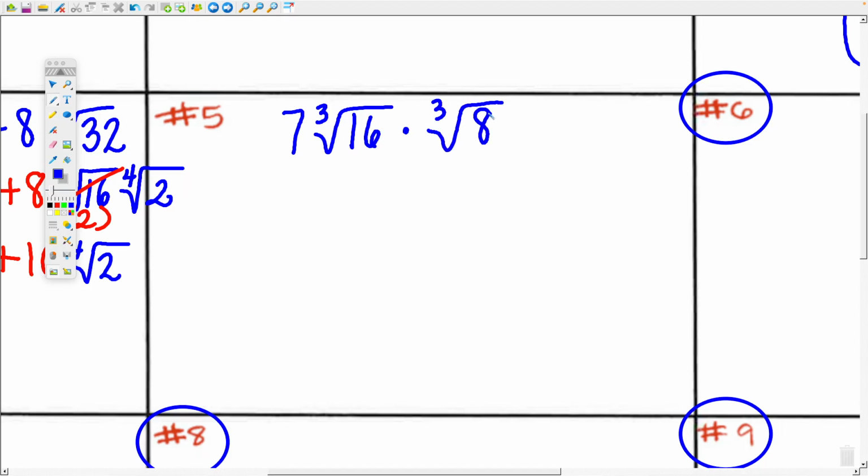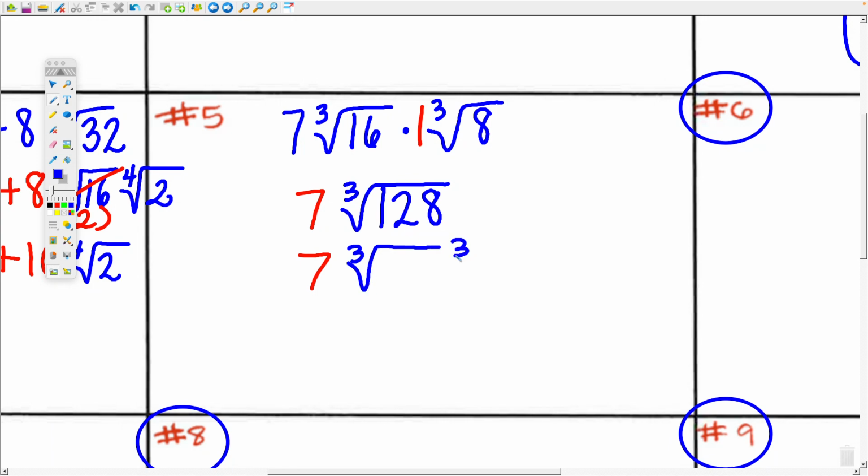All right. Outside times outside, inside times inside. So that means I have 7 times 1, which is 7. And then I have the cube root of 16 times 8, which is 128. I have to leave the 7 alone, but then I'm going to split this. So we don't multiply those 2 threes. What do you mean? Don't multiply what things? I said the 2 threes. Oh, no. You keep the index alone and just multiply what's in the radicals alone.